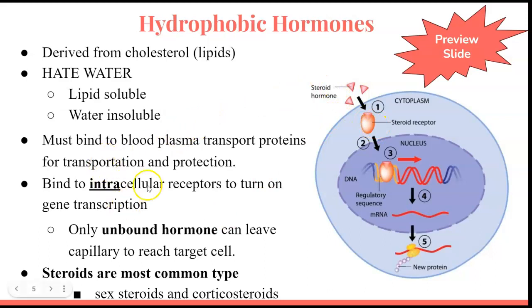Right, so yes, these hormones do have to use these blood plasma transport proteins to move through the blood inside the capillaries, right? But they have to at some point detach from those transport proteins in order to do their function, right? So blood transport proteins cannot come through the cell. And again, the most common types are sex steroids and corticosteroids. So sex steroids like estrogen, testosterone, progesterone, and corticosteroids, we're going to learn a little bit more about those, right? So those are the main types of hydrophobic hormones.